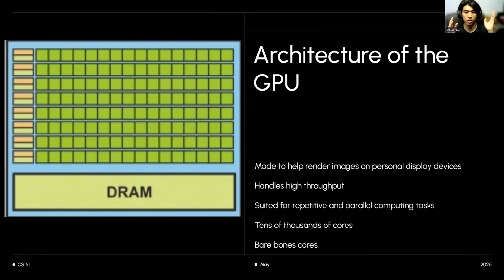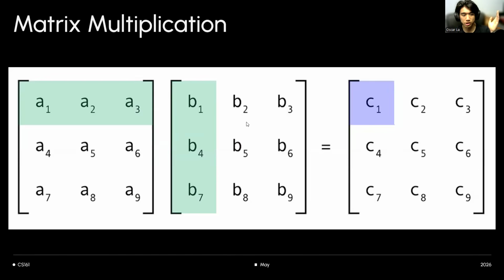GPUs are designed for high throughput. They can handle massive amounts of work in parallel. Since a GPU has tens of thousands of cores, it can do tens of thousands of things at the same time. However, you have to remember each core is much simpler than the CPU. Which brings me on to matrix multiplication as an example.